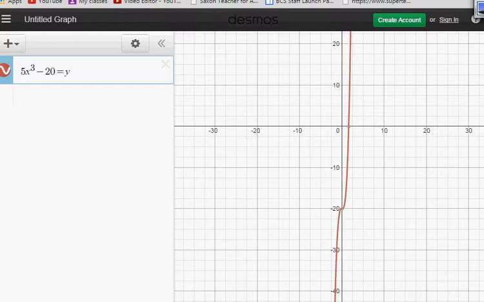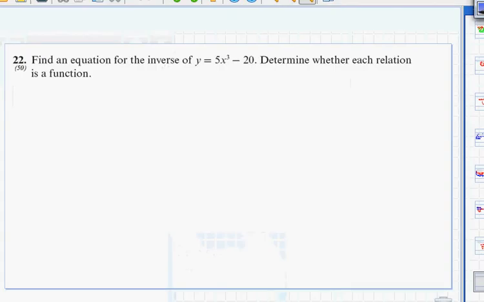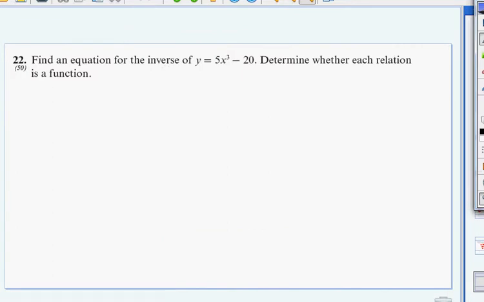Now, do you see here, down here at negative 20, that's what we call a point of inflection. But even there, it still passes the vertical line test. No matter where you would drop a vertical line, this function would only cross that vertical line one time. So is this initial one a function? And the answer is yes. Okay, so let's go back here and say yes, y equals 5x to the third minus 20.